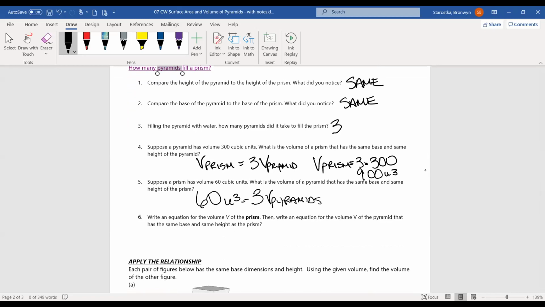Wouldn't the volume then be 20 units cubed?